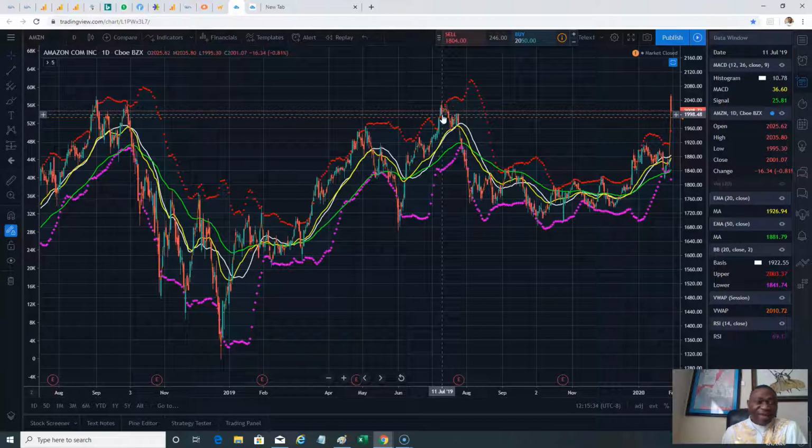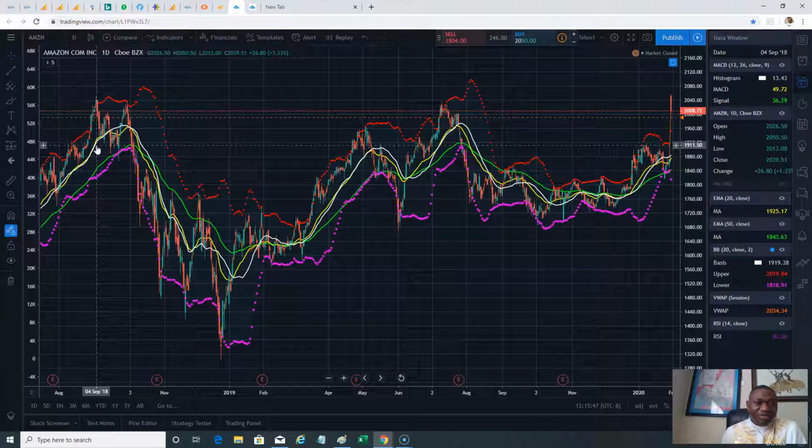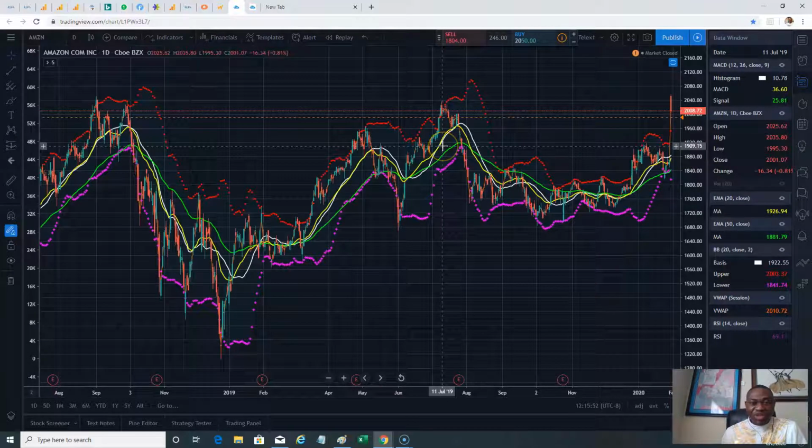Remember, again, it's about resistance and support. That's basic training, chart reading 101. So back in September 4th, 2018, we had a high of 2050. That's important. Keep that in mind. It will come back later into consideration. Then here we had July 11, 2019, a high of $2,035.80.